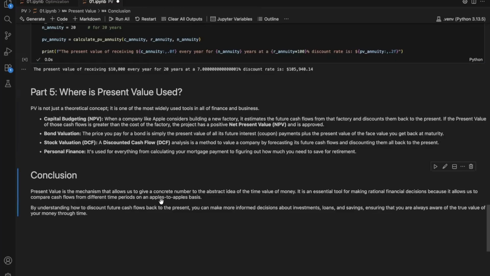So, present value is the engine that drives the value of money. It provides a rational and consistent way to compare cash flows from different points in time on an apples-to-apples basis. By understanding how to discount future sums back to the present, you gain a powerful tool for making smarter financial decisions, whether you're investing for the future, taking out a loan, or running a global corporation.